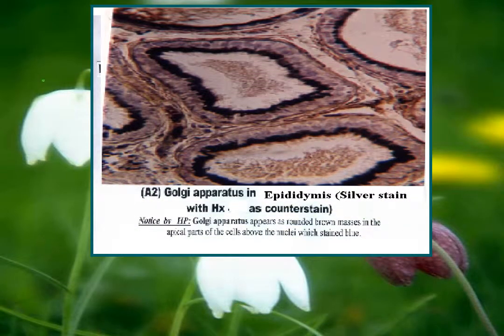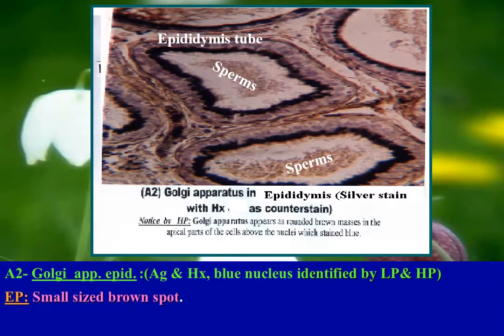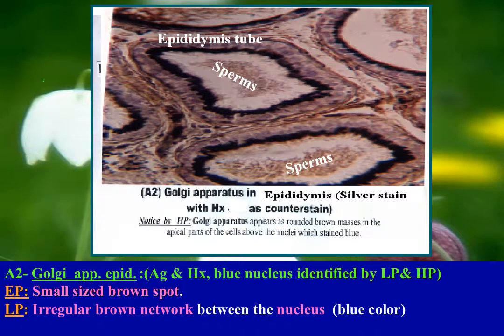Golgi apparatus in epididymis stained with silver and hematoxylin to stain the nucleus. By eyepiece it appears as a small-sized brown spot. By low power and high power, Golgi apparatus appears as an irregular brown network between the nucleus, blue in color, and the free surface of the cell.